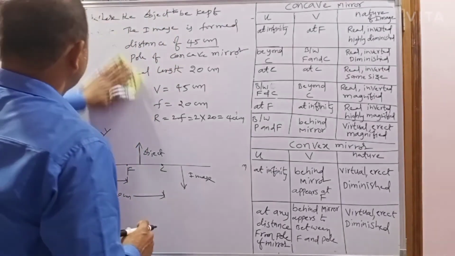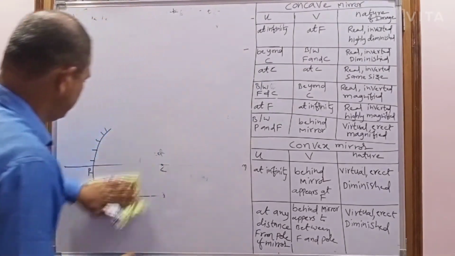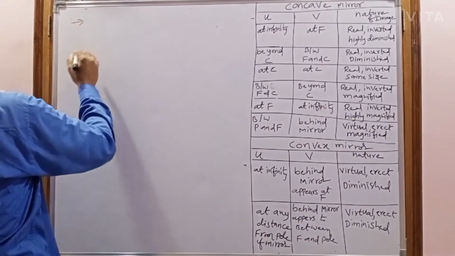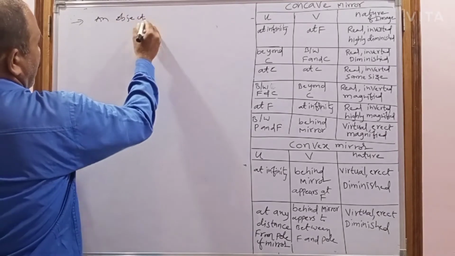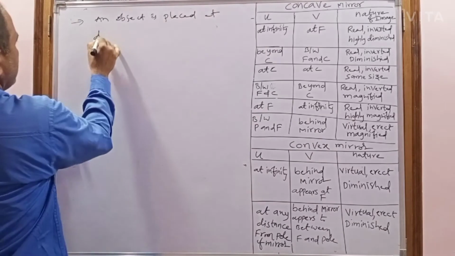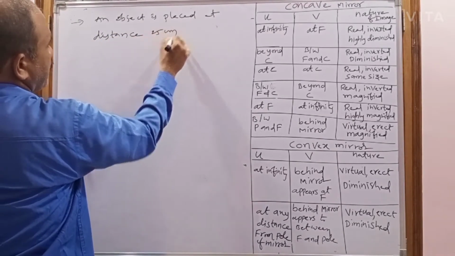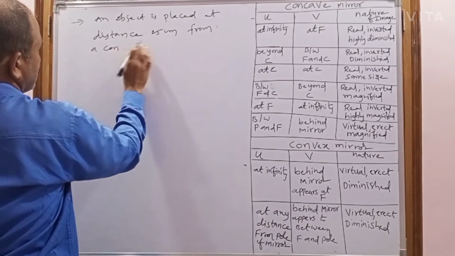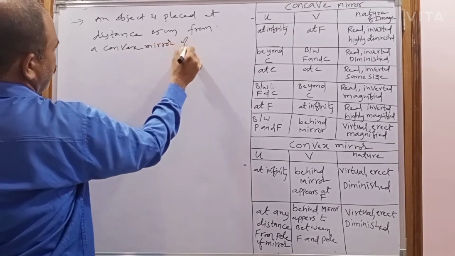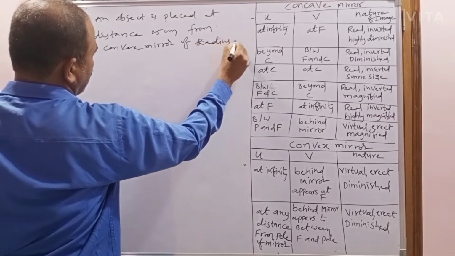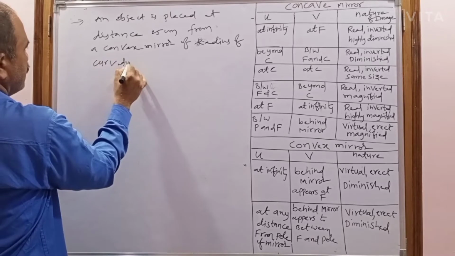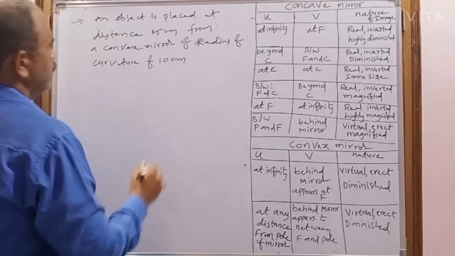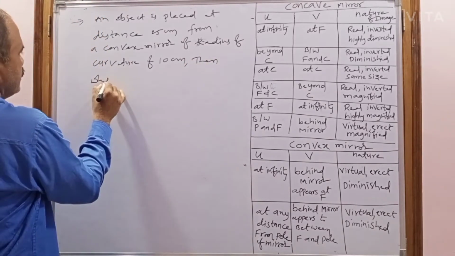And next, come to a convex problem. An object is placed at a distance of 25 centimeter from a convex mirror of radius of curvature 10 centimeter. Then where is the image formed?